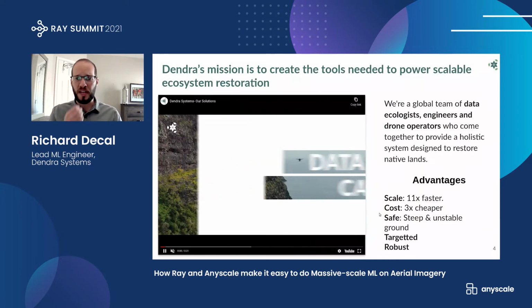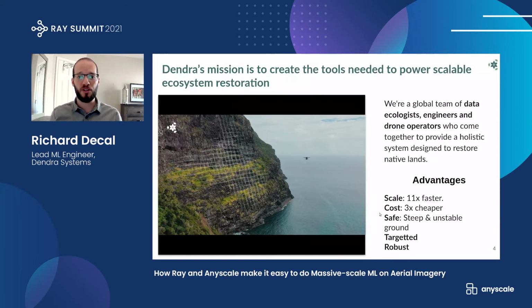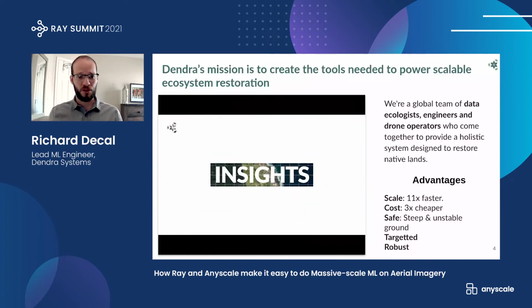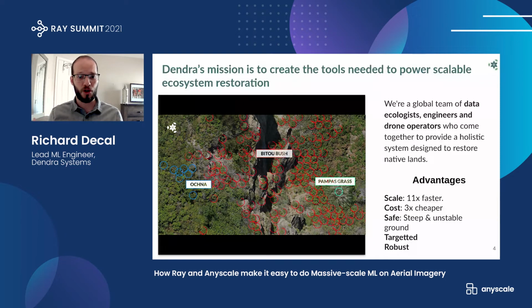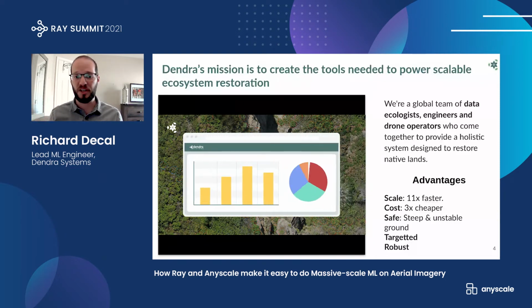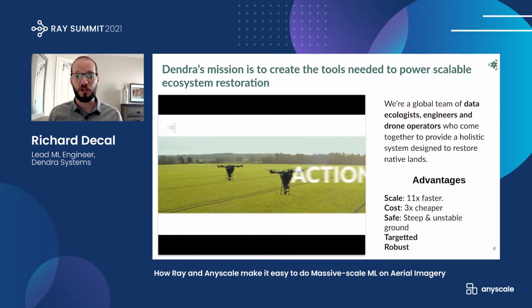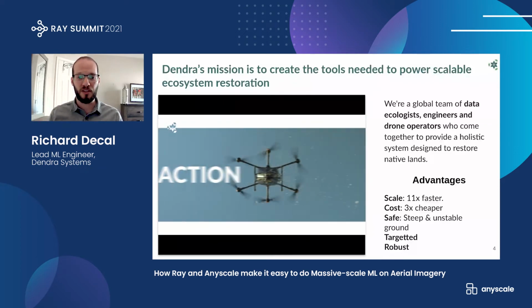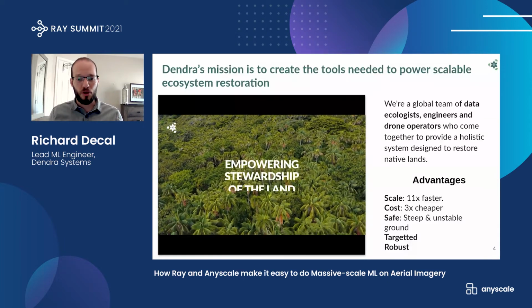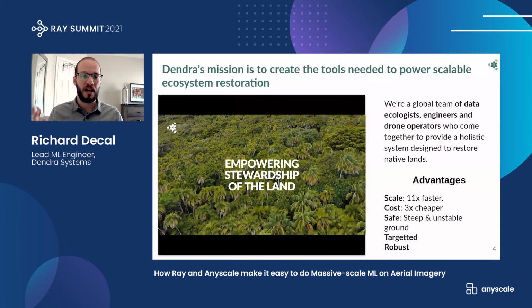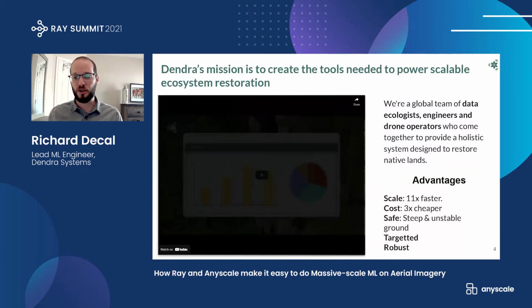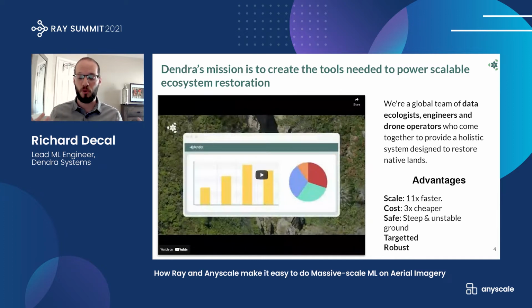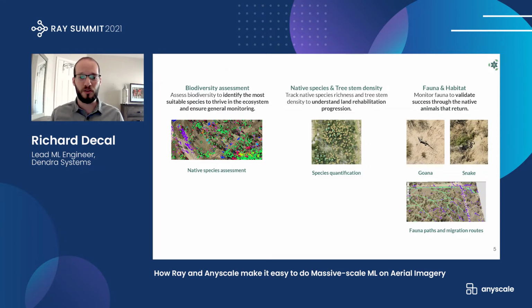So here's where Dendra is coming in to build scalable ecosystem restoration. And we use a variety of tools. We use a lot of drones to do ultra high resolution mapping at an unprecedented scale. We can then use machine learning to analyze that imagery and derive insights. And after, we could use other drones that are specialized for seeding. Now, the advantages of this is that we're much faster and cheaper than traditional methods, and we're more robust, more targeted, safer. All around, we do better than the traditional methods.